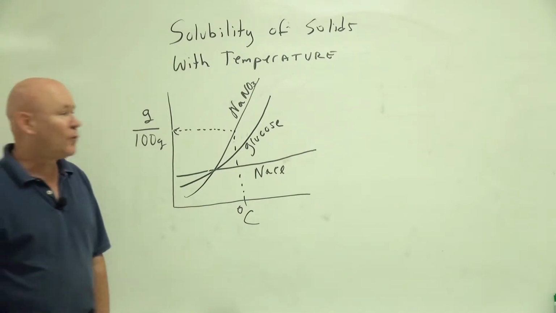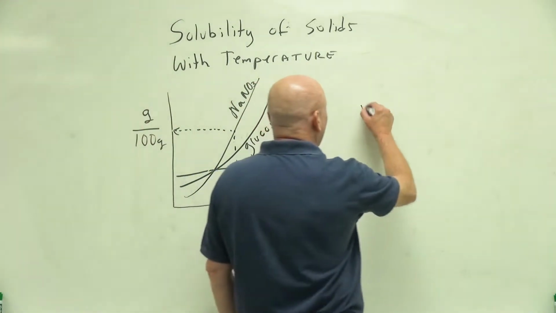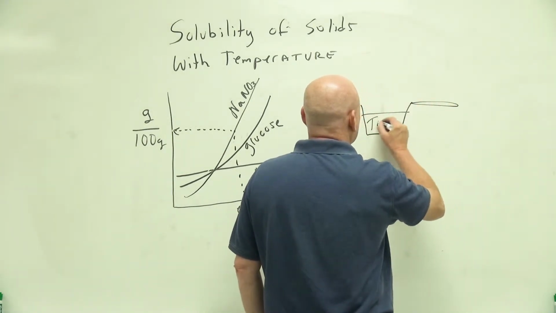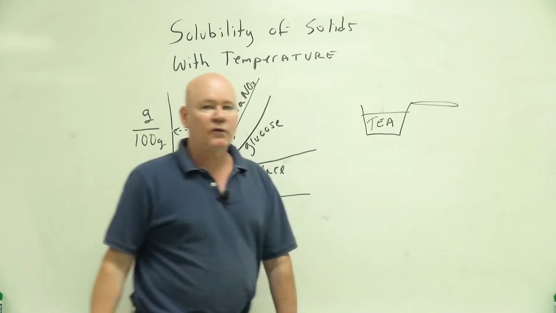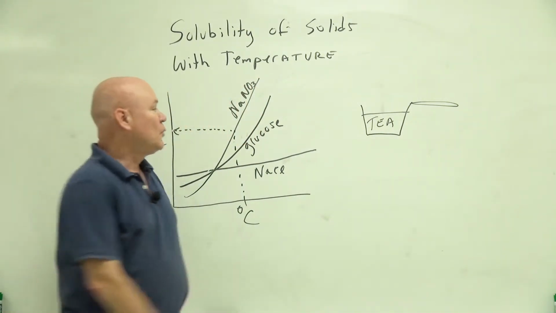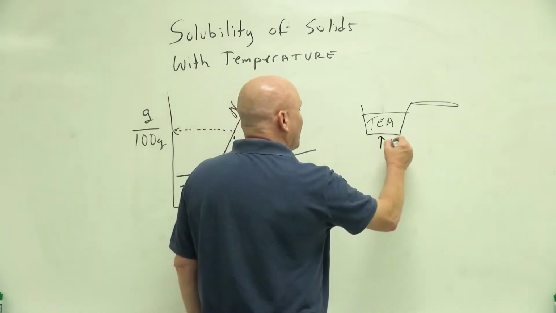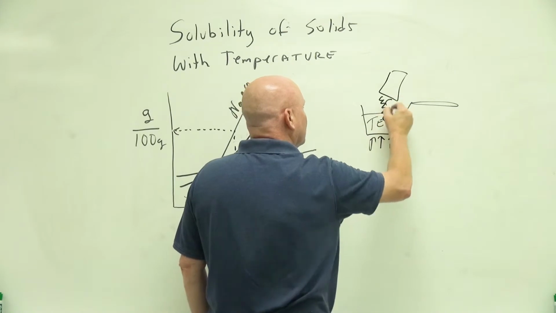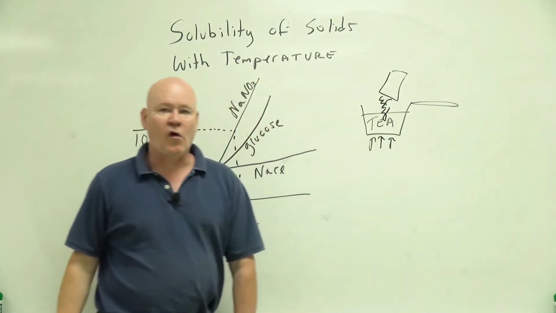Now think about this. When you make tea on the stove, what do you do to get the sugar to dissolve? You don't add the sugar in while it's cold. You heat up the tea before you dump in the sugar. And the sugar goes in and you stir it up and it dissolves.